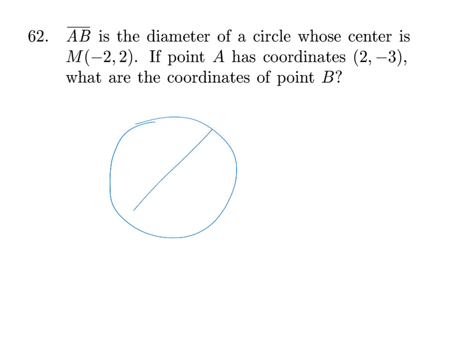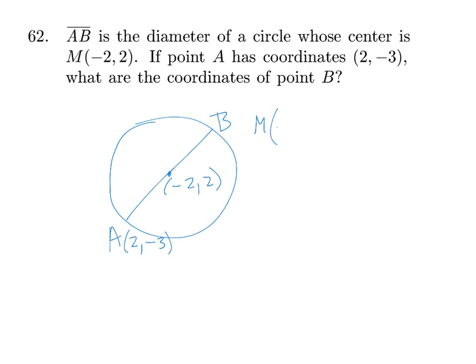Alright, AB is a diameter of a circle, and the center is (-2, 2). If point A has coordinates (2, -3), what are the coordinates of point B? This goes all the way back to chapter 1, but they're relating it to a circle. So here's the midpoint formula.